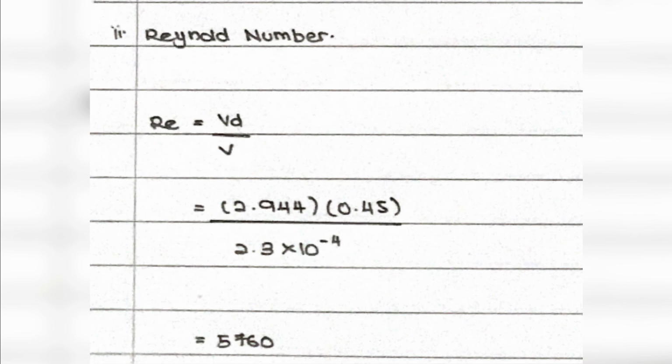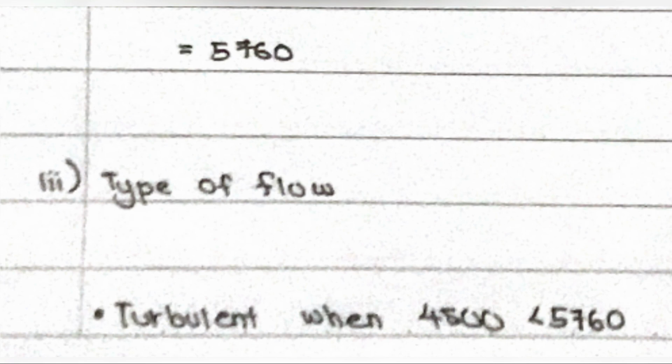Jumlah velocity ialah 2.944 darab dengan diameter iaitu 0.45 bahagi dengan kinematic viscosity 2.3 kali 10 negatif 4. Jawapannya ialah 5,760. Berdasarkan Reynolds number yang telah dikira tadi, soalan ketiga ialah type of flow. Turbulent ialah apabila 5,760 lebih daripada 4,500.